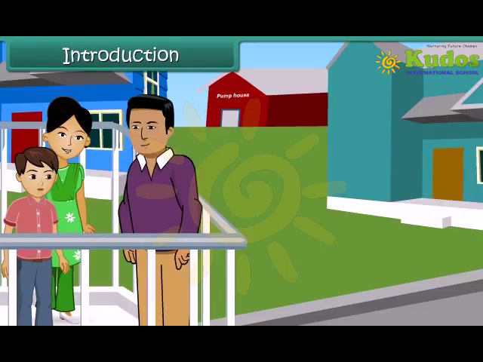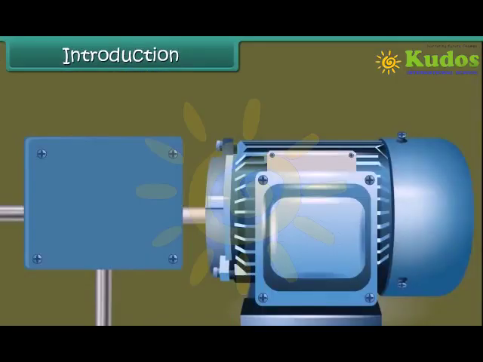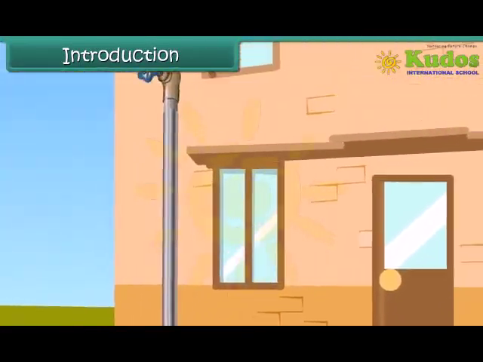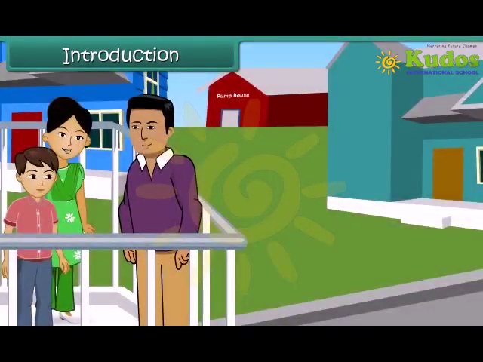He asks his father what the noise is. He tells Piyush that the pump house is pumping out water from below the ground so that it can be supplied to all the houses in the locality. Piyush wonders, are there unlimited supplies of water below the ground? In this lesson, we will discuss the importance of water management.